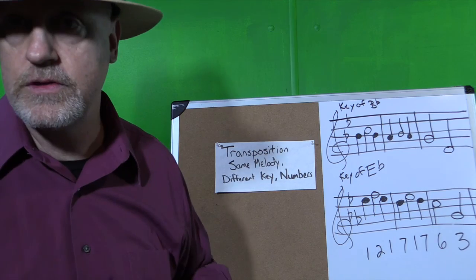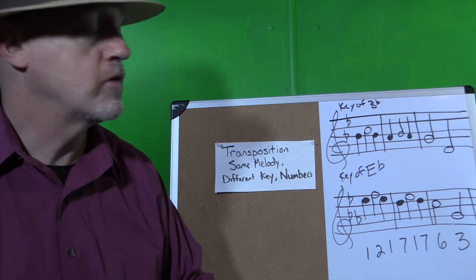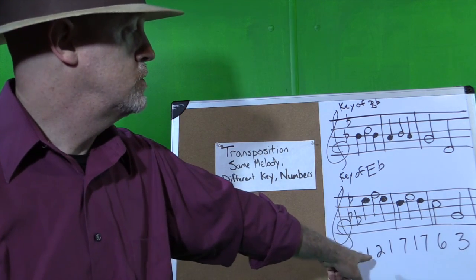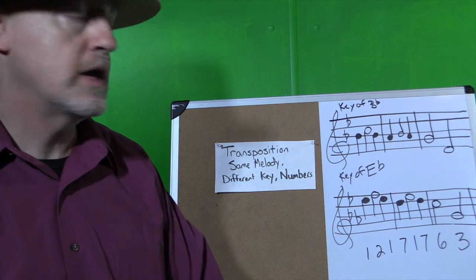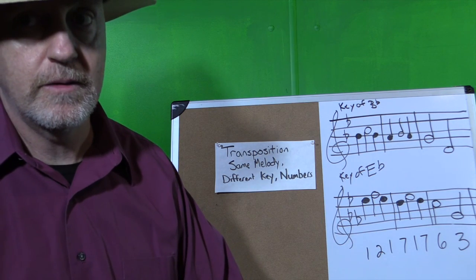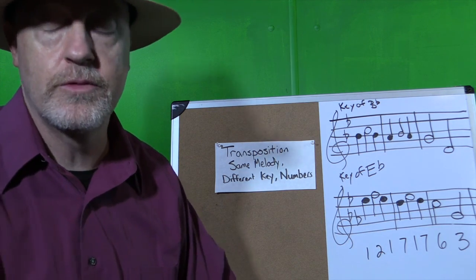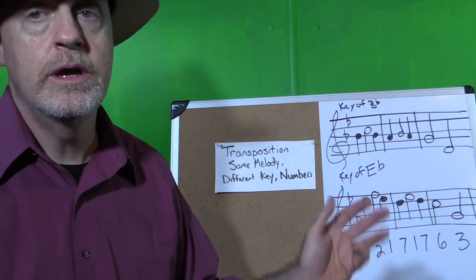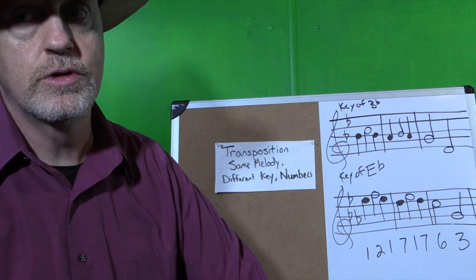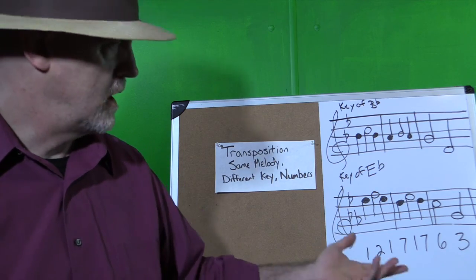And I can still use the numbers to help me pick out those notes. 1, 2, 1, 7, 1, 7, 6, 3. Okay? Or if we're singing the song, we are the Jackson Creek Jaguars, right?